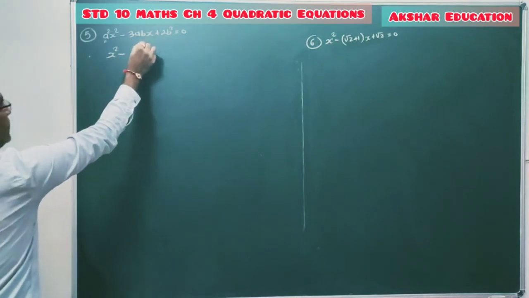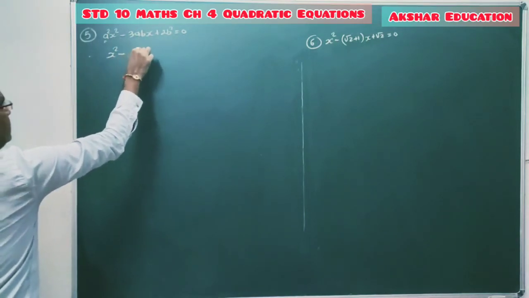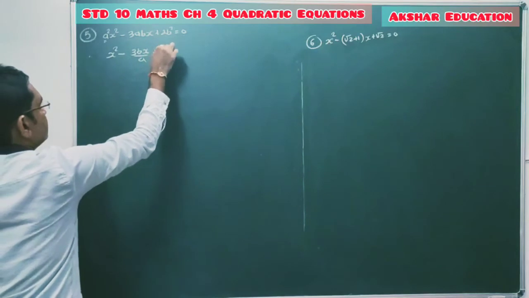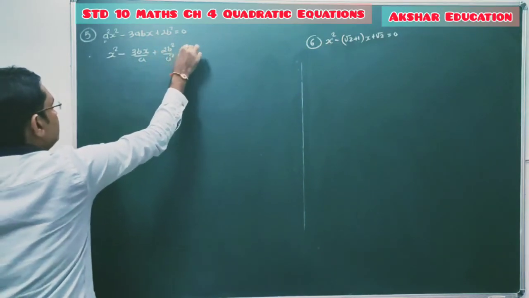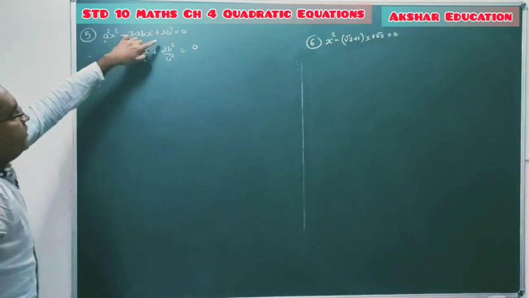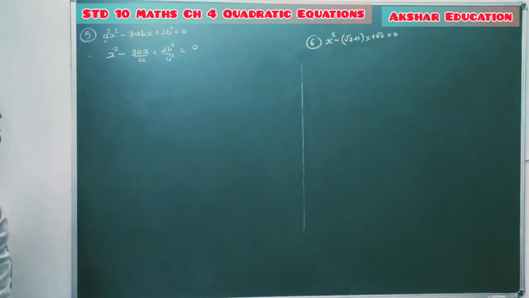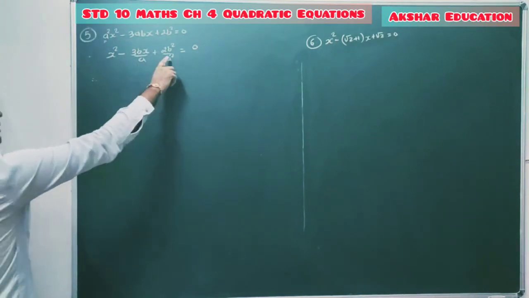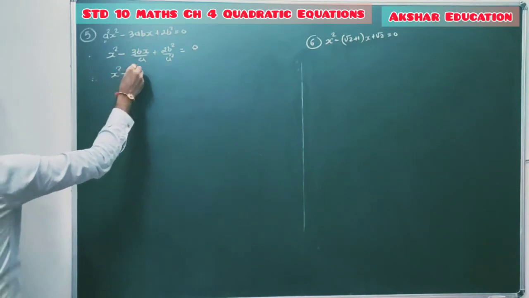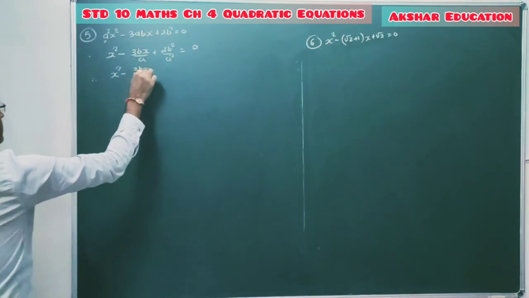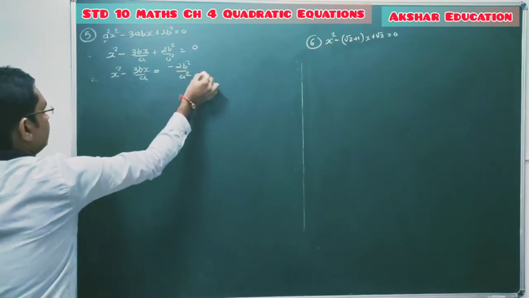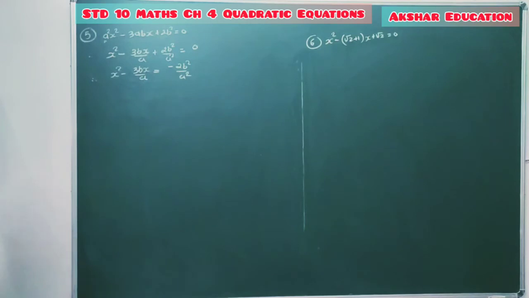Now here 3abx by a square, so it will be 3bx by a, so 1 upon a will be there, plus 2b square by a square, and 0 by a square, which is 0. So here a square will be cut, here one a will be cut, here a square will remain as it is. Now next step, taking this 2b square by a square on the right hand side. So it is x square minus 3bx by a, and this is equal to minus 2b square by a square. Done. Taking the constant term on the right hand side.